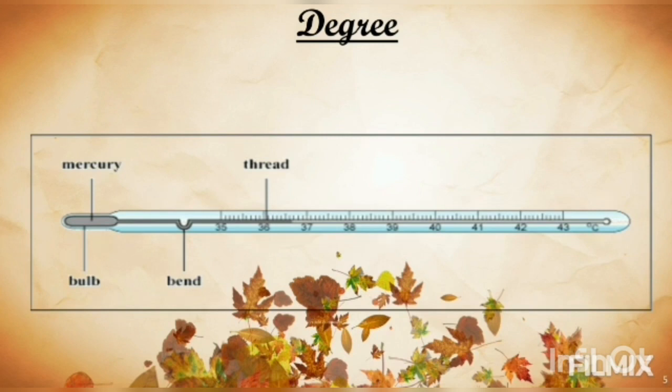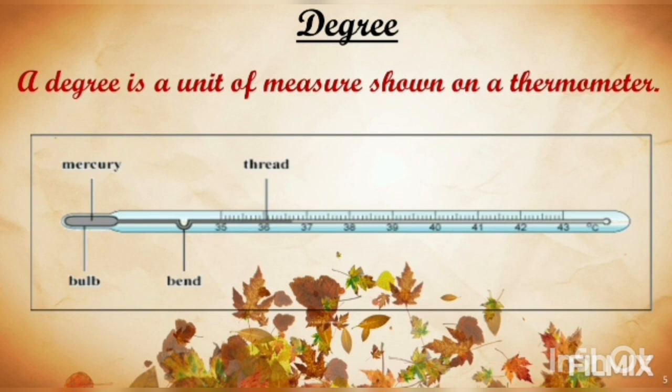For example, if the silver thread ends at 38 degrees Celsius, we can say that the temperature of the body is 38 degrees. Now, since we are talking about degrees, let's understand it in detail. A degree is a unit of measure shown on a thermometer. That means, whenever we measure temperature, we use the unit degree.